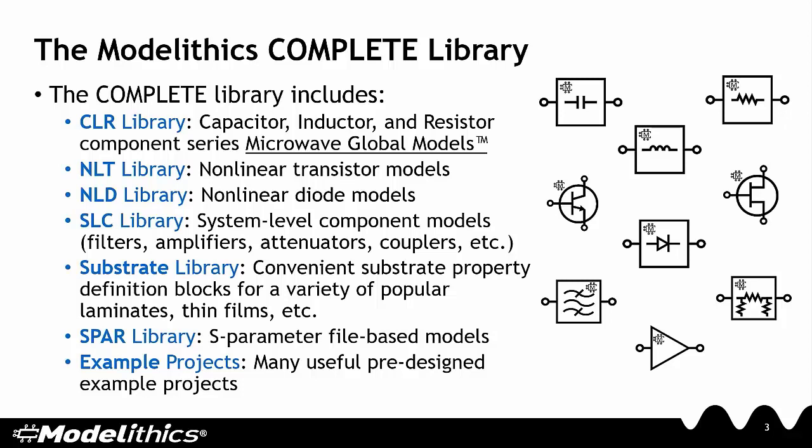The Complete Library also includes the NLT library, a collection of nonlinear transistor models, as well as the NLD library, a collection of nonlinear diode models. Also included is the SLC, or System Level Component Library. This library contains models for components like filters, amplifiers, attenuators, and more. The Complete Library also includes the Substrate library and the SPAR library. The Substrate library is a collection of substrate property definition blocks for various substrates, while the SPAR library is a collection of S-parameter file-based models. Another benefit of the Modelithics Complete Library is that it comes with various example projects that can help users get up and running with the models.